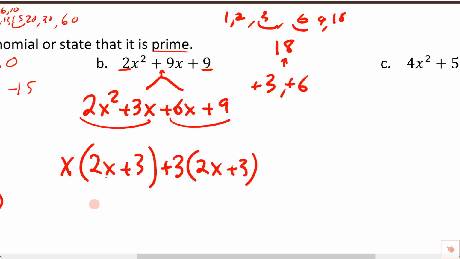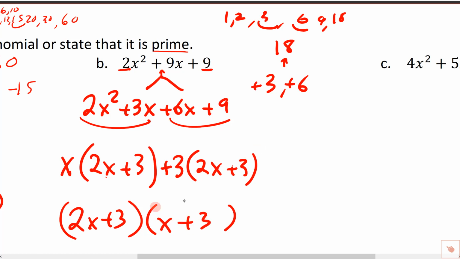So notice that they both have a 2x plus 3. So we're going to write that out front. And then we save this set of parentheses for what's left. If you take out the 2x plus 3, you're left with an x. Take out the 2x plus 3, you're left with a 3.